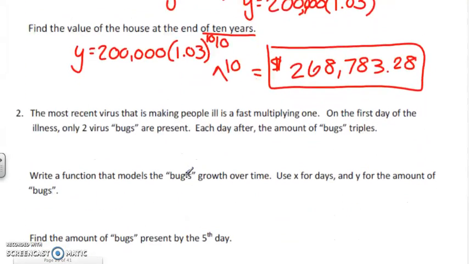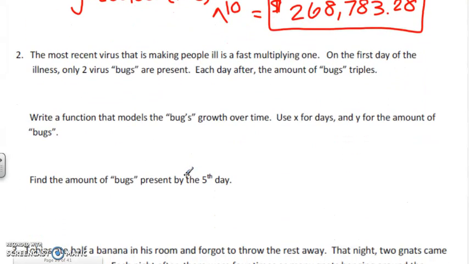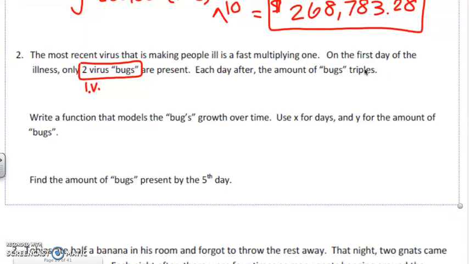So let's take a look at another example. So the most recent virus that's making people ill is a fast multiplying one. On the first day of the illness, only 2 bugs are present, okay? So that's probably going to be our initial value. That's what we started with. After each day, the bug triples. So triples, think about triplets. You've got 3 kids. So that means it's going to be multiplying by 3, okay? So that's actually our growth factor. So if they give you a number like triples or doubles or quadruples, they've given you the growth factor.